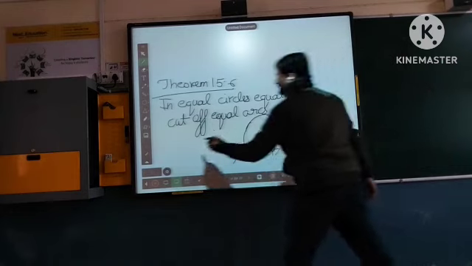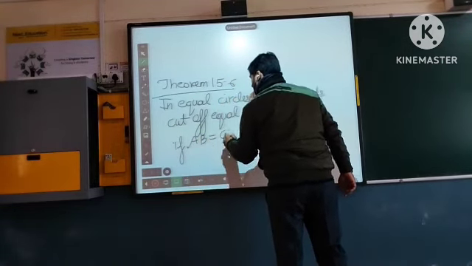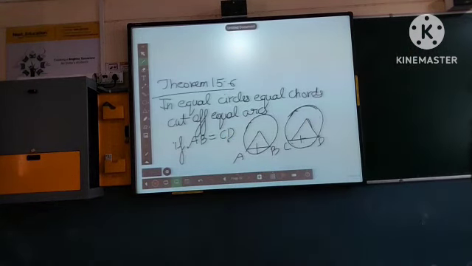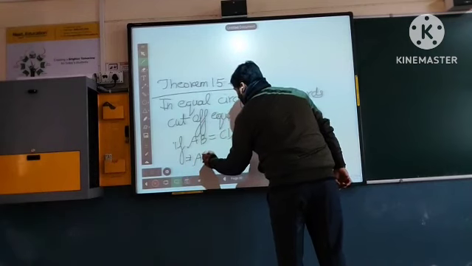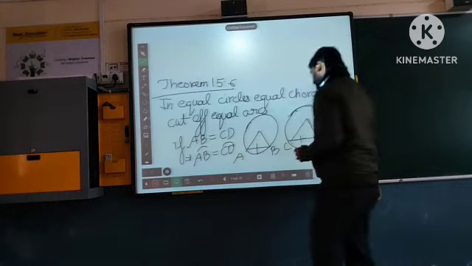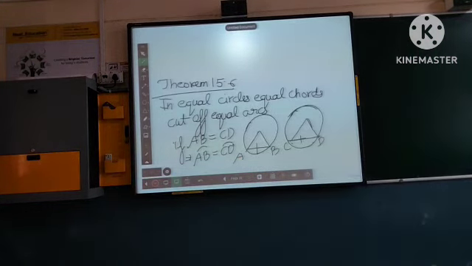Okay. Other chord is CD. If the length of AB and CD are equal, it means the length of the chords are equal, what can we say? That the length of arcs also will be equal. This implies that arc AB, with that symbol of arc, and arc CD will be equal only if the circles are equal and the length of the chords are equal. Okay.